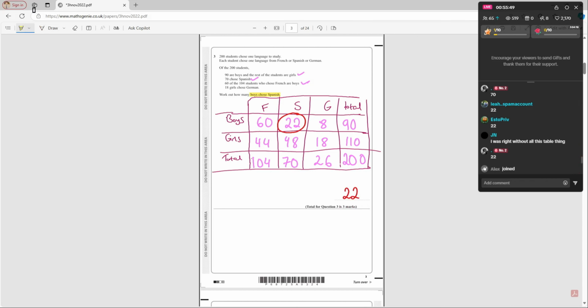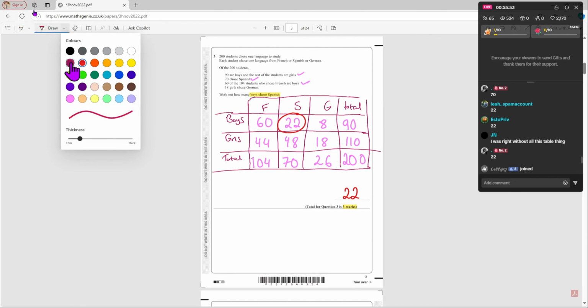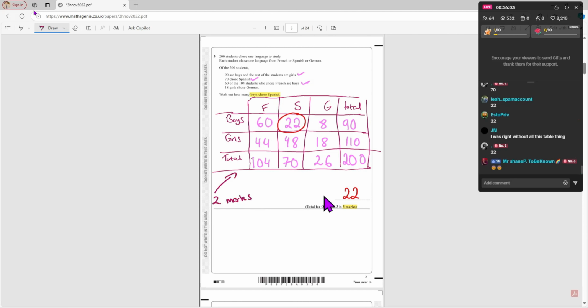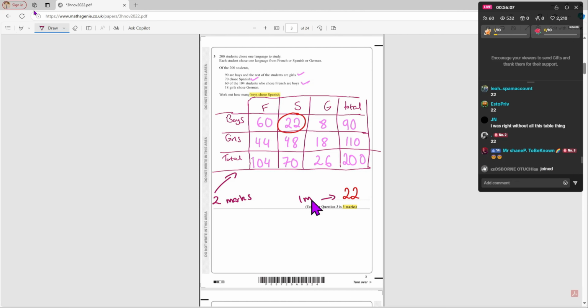Guys, this is a 3-mark question. And if you did not draw the two-way table, you won't get the full marks. The two-way table is worth 2 marks in total, and then your answer is worth 1 mark. So you have to draw the two-way table. There's no other way of doing it.